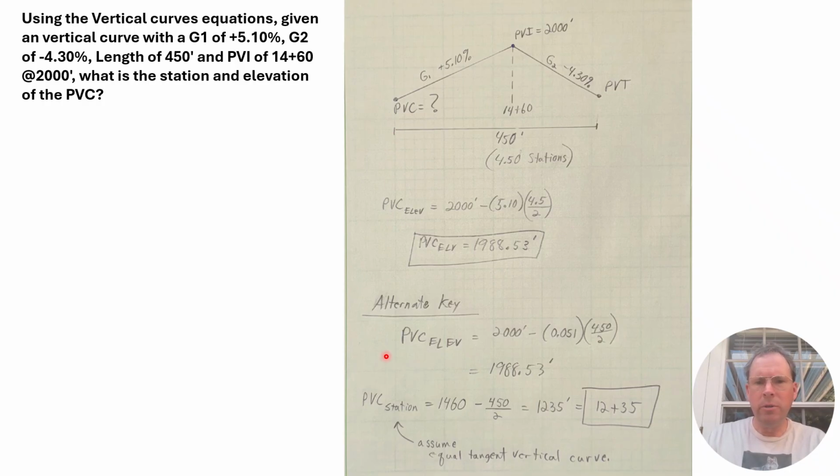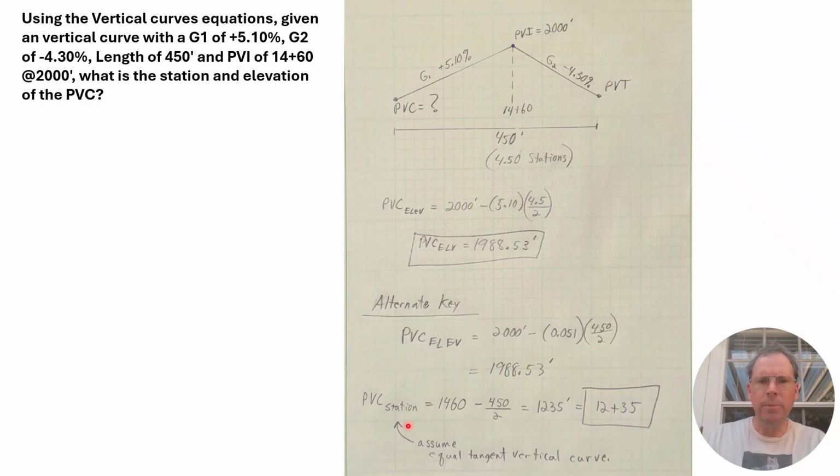And once again, I just alternatively wrote it out for you. If you're going to do these, you can do it this way too. So 2,000 minus, I went ahead and put it into decimal format, but then you're going to leave that distance as a whole number and divide by 2, and you get the same answer.